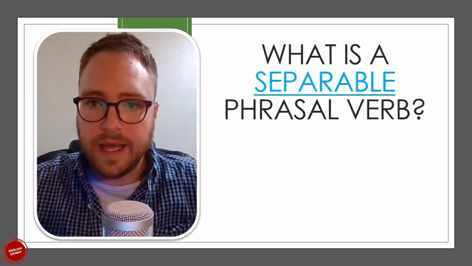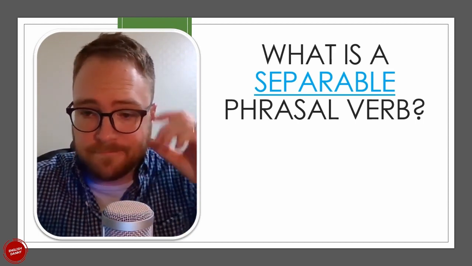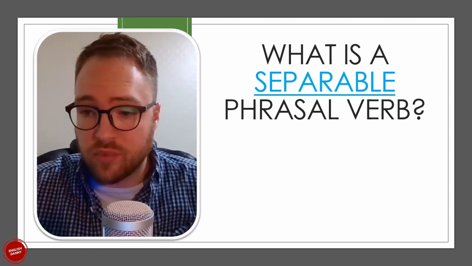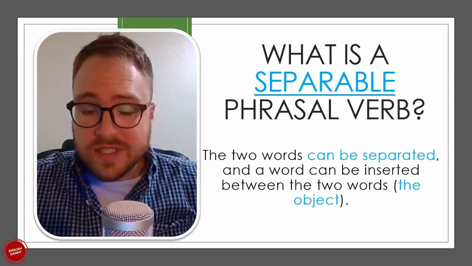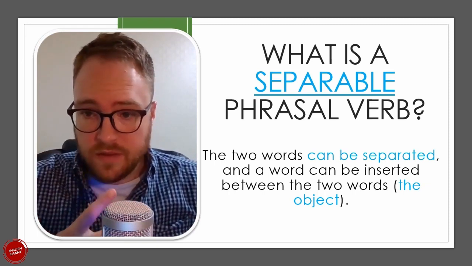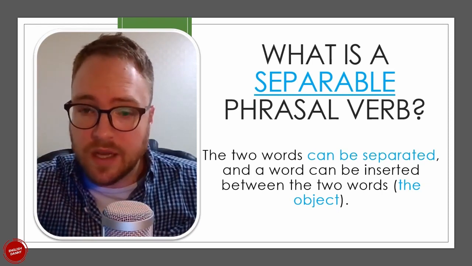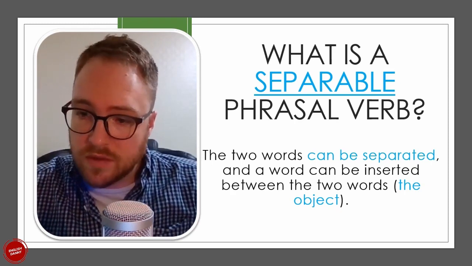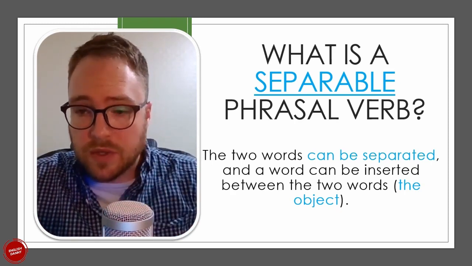So let's go ahead and talk about what a separable phrasal verb is. So you might be asking the question, right, what is a separable phrasal verb? Well, separable phrasal verb it means that the two words in the phrasal verb can be separated, and a word can be inserted between the two words, the object. Okay, you can put the object in between the two words of the phrasal verb.